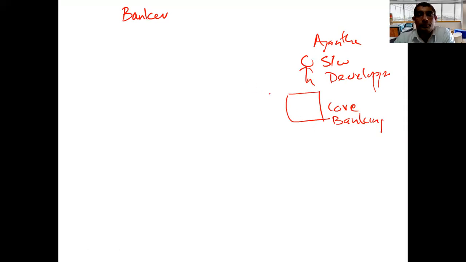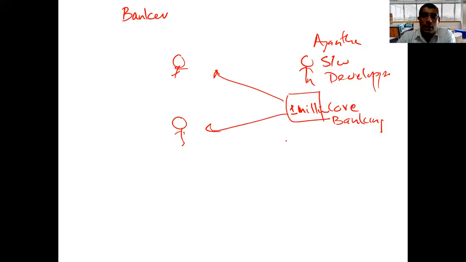This software is available, and I put a price tag of 1 million on it. So this is a 1 million rupee core banking software. Anyone can buy it. This bank purchases it from me, and then another bank purchases it, and another bank purchases it from me.